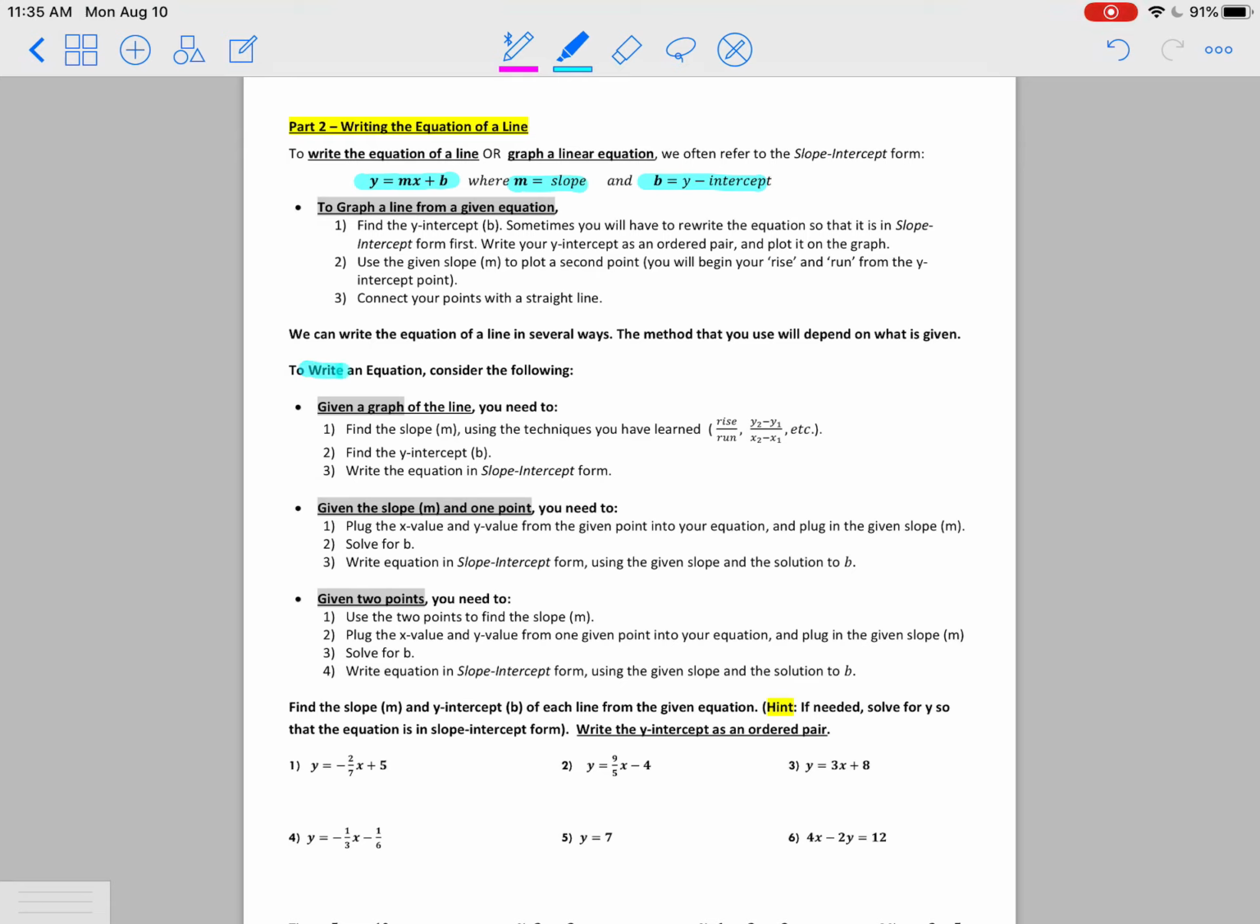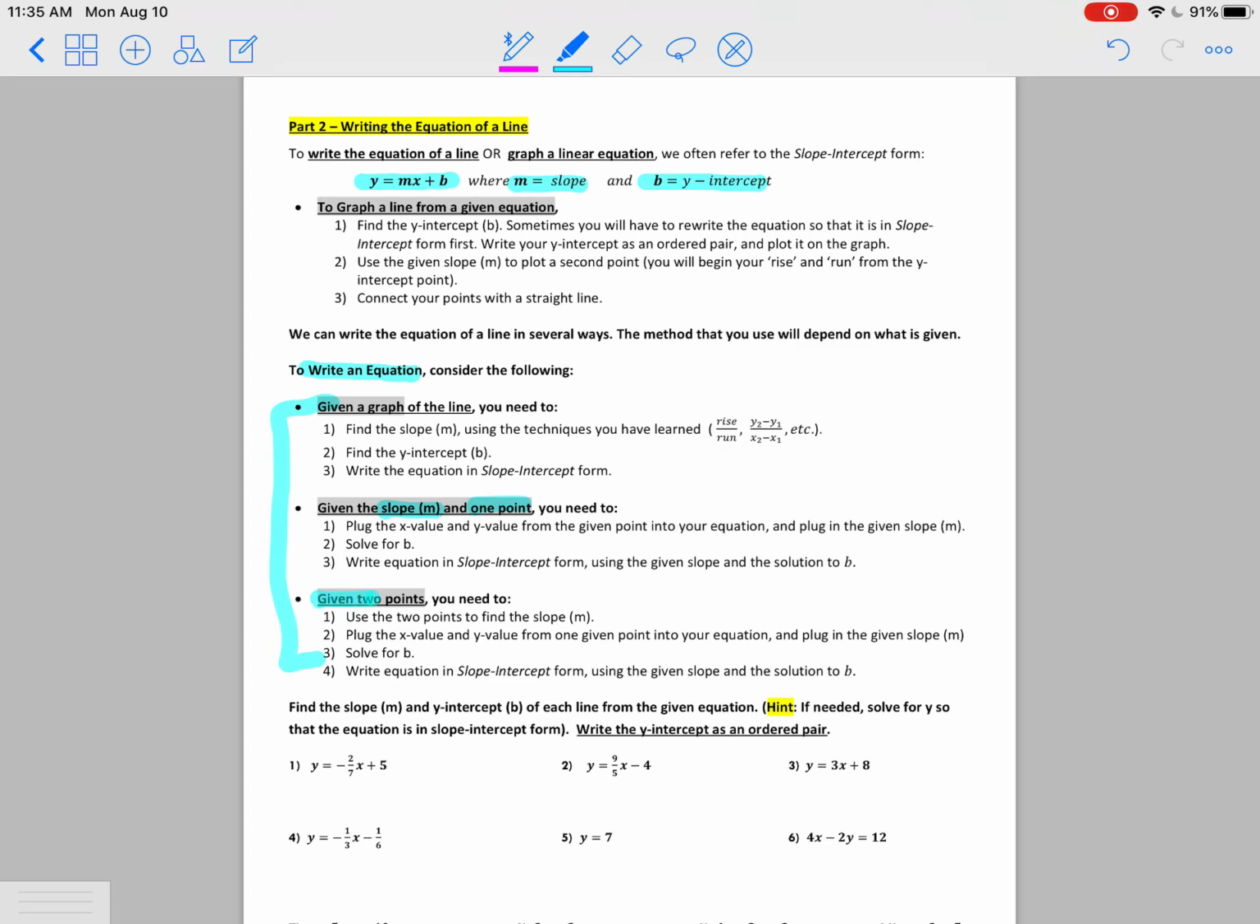So when we're looking at writing the equation, remember that we have 3 different scenarios. One, they actually give us the graph, and we can write the equation from that. Secondly, they're going to give us the slope. They'll give us our m, and they give us 1 point. And, of course, we already have m, so if we have a point, we can plug in that point and we can solve for b. So we'll be able to find our y-intercept.